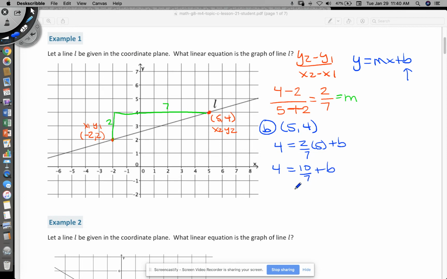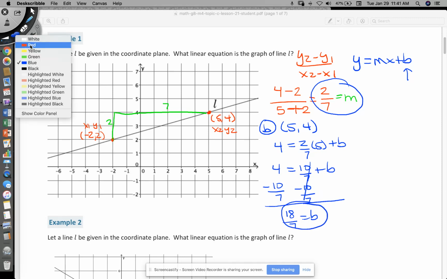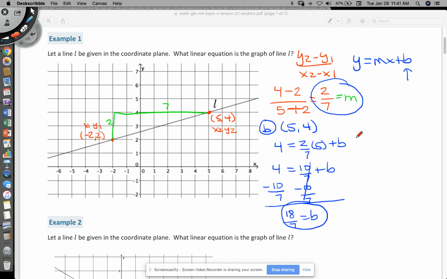Now to get b by itself, I'm going to subtract 10 over 7. And those cancel. 4 take away 10 sevenths is going to leave me with 18 sevenths, and that gives me my b. So now I have my m and I have my b. So I can officially write my answer in y equals mx plus b form. So y equals 2 over 7 times x plus 18 over 7. And you can leave these improper, that's fine. So this is your final answer for this first graph.